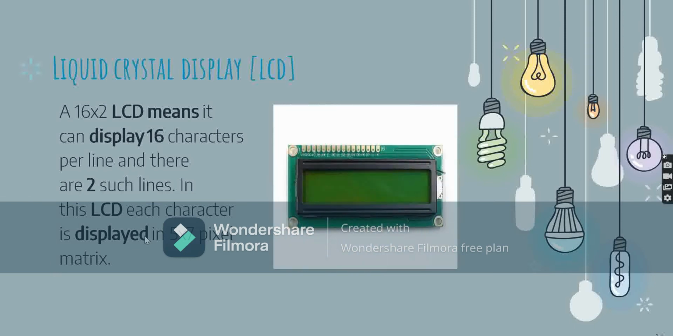So in the LCD, each character is displayed in a 5 by 7 pixel matrix. The image is also displayed at the side. Here we have 3 pins, one which acts as power and one for ground, and pins D0 to D7 where the inputs are given in order to represent the various characters in the LCD.